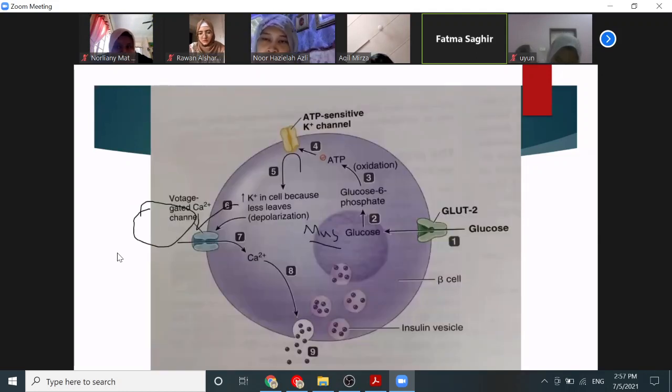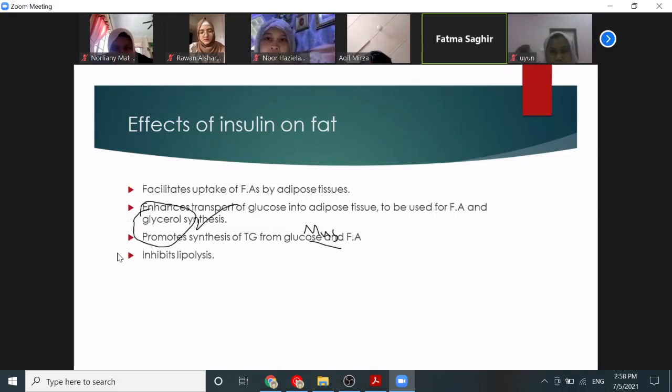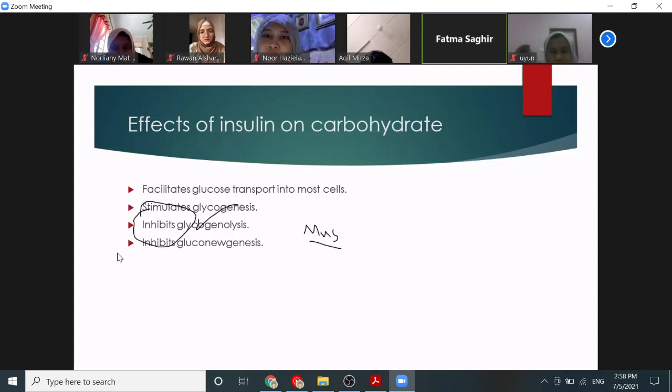How much time? We still have 15. Less than 15 minutes. Okay, I think this one we do next class. So today we mention what insulin is doing for carbohydrate, fat, and protein. Okay, effect of insulin on carbohydrate. On carbohydrate, we already know one of the main effects, or the most important effect: it facilitates glucose transport into most or almost all body cells.